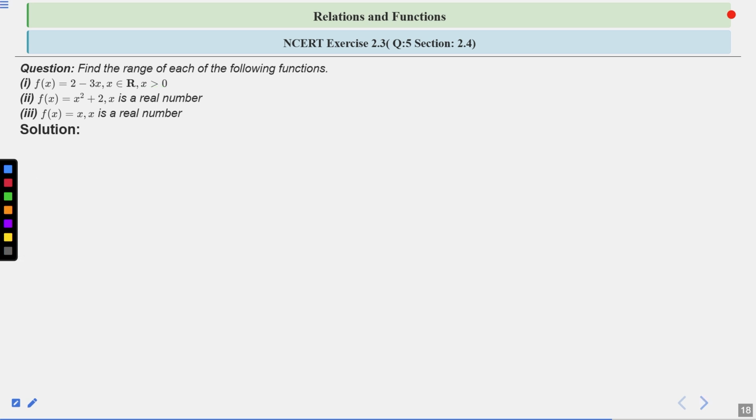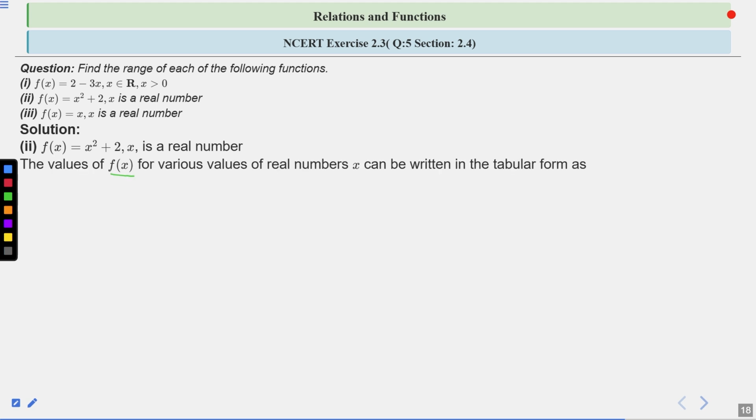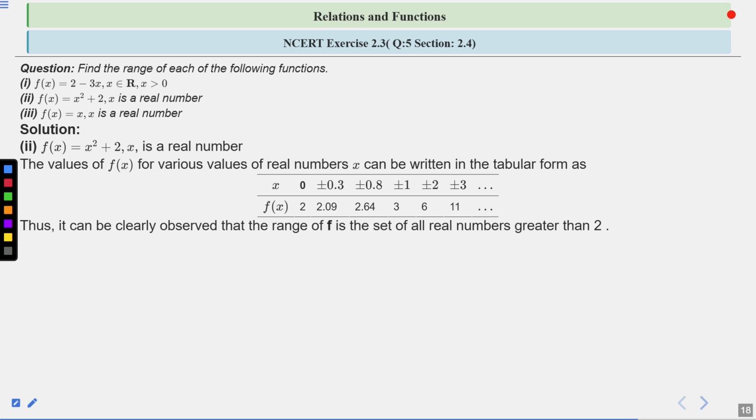Now for the second, f(x) is equal to x square plus 2, x is your real number. The values of f(x) for various real numbers x can be written in tabular form. So we are trying to just observe outputs and then answer the range. It can be clearly observed that the range of f is the set of all real numbers greater than or equal to 2. So you get your range as the interval closed at 2 and open at infinity. Clear?